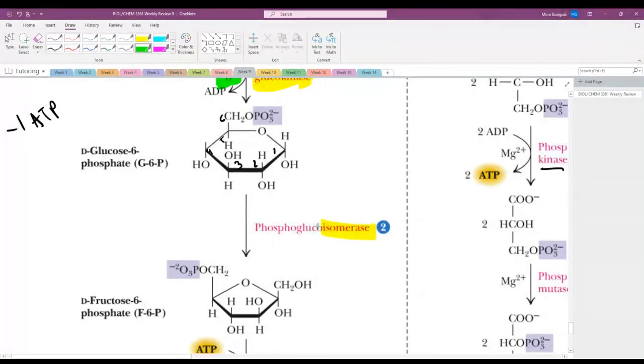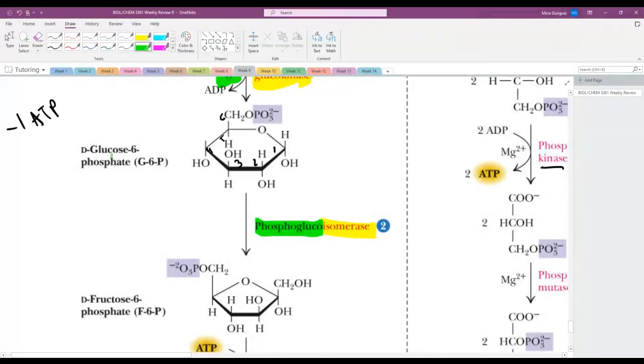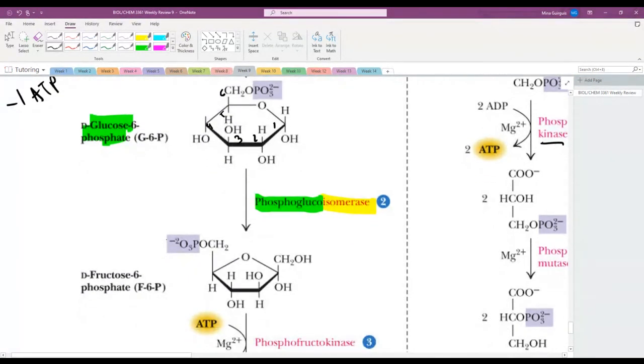Phosphogluco is what it's acting on. Phosphorylated glucose. It's in the name, right? Super easy. Cool. So isomerase reactions generally don't take a lot of energy because it's just rearranging a little bit. And in fact, that's what we see here.